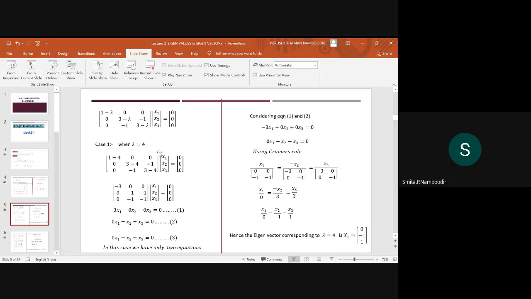हमने तीन केसेस लेने हैं. पहले केस lambda equal to 4 लेना है. So when lambda is equal to 4, 1 minus 4, 0 0 0, 3 minus 4, minus 1, 0 minus 1 3 minus 4. इसके बाद 1 minus 4 minus 3 हो जाएगा, 3 minus 4 minus 1, 3 minus 4 again minus 1. Now again open this matrix or multiply these two matrices. We will get in the form of an equation. तो ये हो जाएगा minus 3x1 plus 0x2 plus 0x3 equal to 0 0 0. Similarly second equation and third equation. ओके तो सबसे पहले हमें आइगन वैल्यूज निकालनी है.